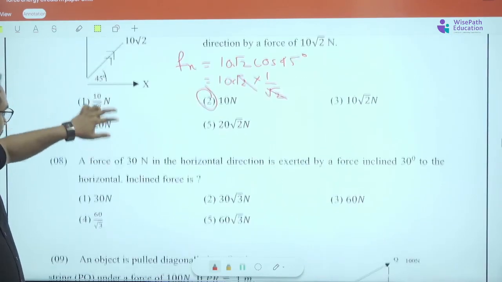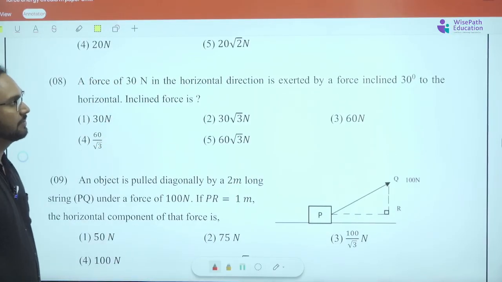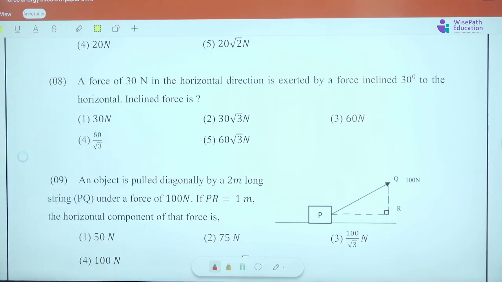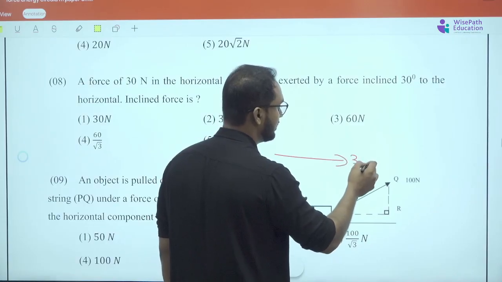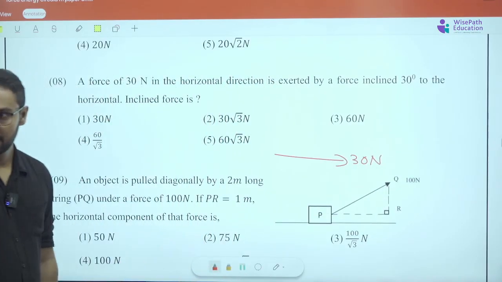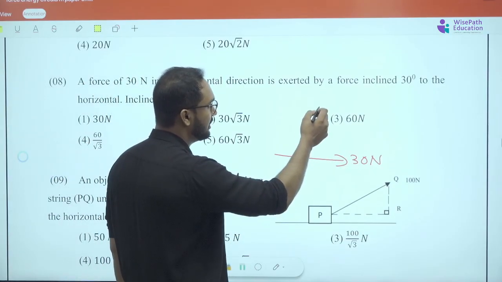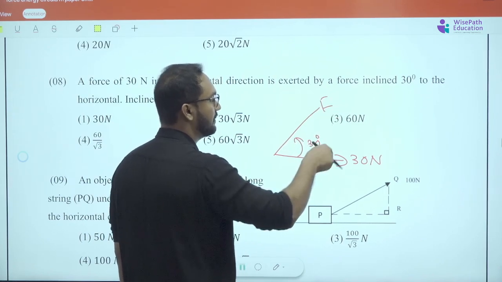Come to the next question. The force of 30 newtons in the horizontal direction is exerted by a force inclined at 30 degrees to the horizontal. What does the question say? A force of 30 newtons in the horizontal direction. How much is there in the horizontal direction? 30 newtons, right? 30 newtons in the horizontal direction is exerted by a force inclined at 30 degrees to the horizontal. What is it exerted by? It is exerted by a force inclined at 30 degrees.